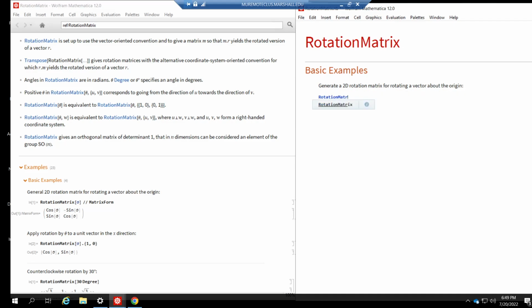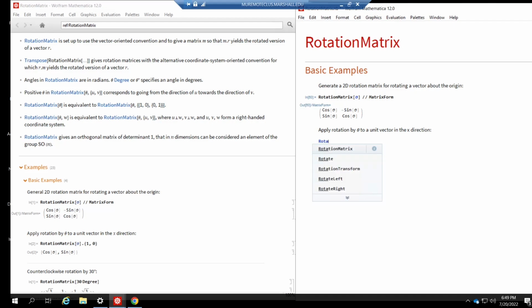RotationMatrix[theta], in matrix form. Apply rotation by theta to a unit vector in the x direction. RotationMatrix[theta] . {1, 0}. Counterclockwise rotation by 30 degrees.